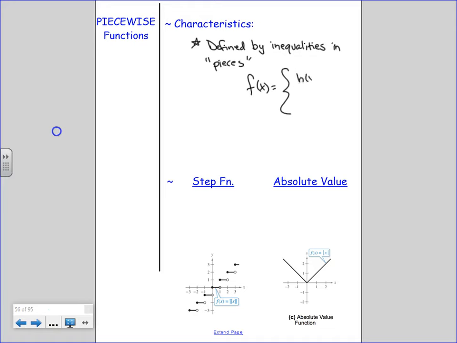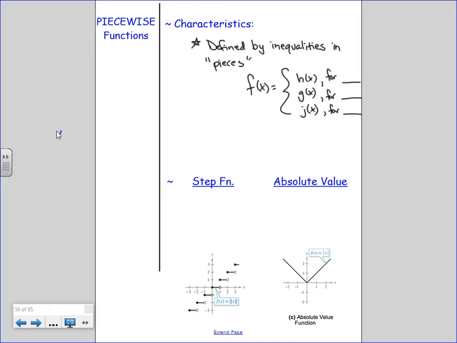You could have like an h of x, a g of x. What letter we use? That's usually all. J of x? J is not used very much anywhere else. There we go. You have as many pieces as they wish. Just depends. But when I say defined by inequalities, remember there are inequalities that separate the domain into different portions, different intervals, and then define the function to be a particular piece.